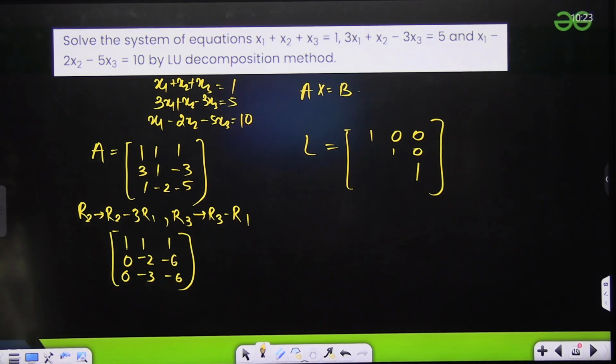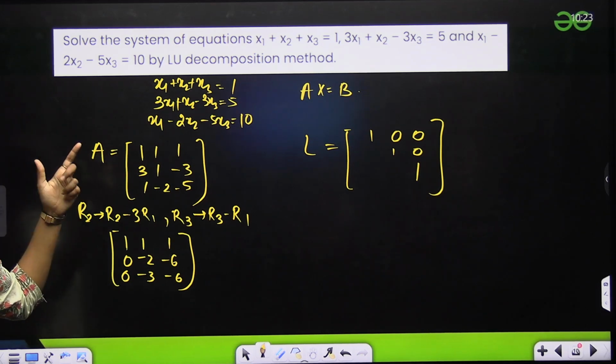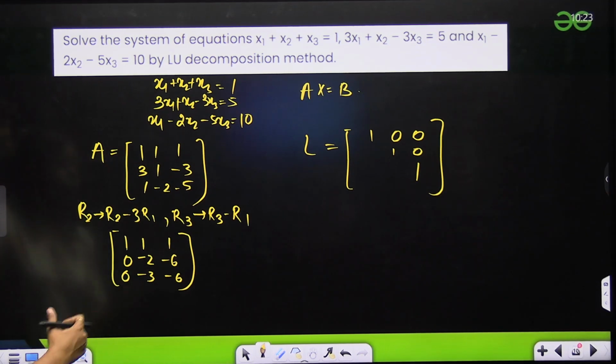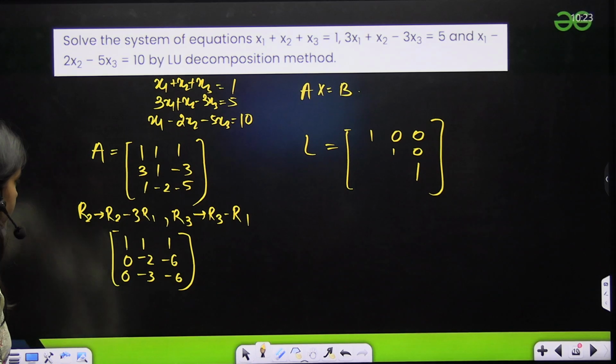I think everything is correct. Just check the calculation, guys, because sometimes while solving on the board there might be a possibility that we make an error. So just check it carefully. 3 minus 3, 1 minus 3 is minus 2, minus 3 minus 3 is minus 6, 1 minus 1. Okay, the calculation is correct.